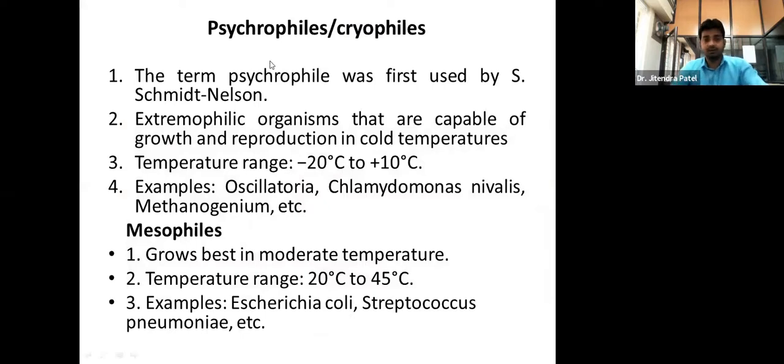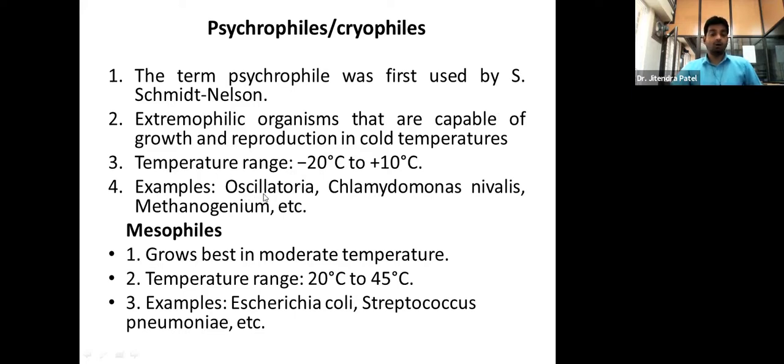So you can see here the psychrophiles or cryophiles, right? As we have seen in the graph, the term psychrophiles was first used by Schmidt-Nielsen. The extremophilic organisms: extremophilic means extreme, that are capable of growth and reproduction in cold temperature, right? Cold means the range given is -20 to 10 degrees centigrade, right? So this is the cold temperature where they can survive.